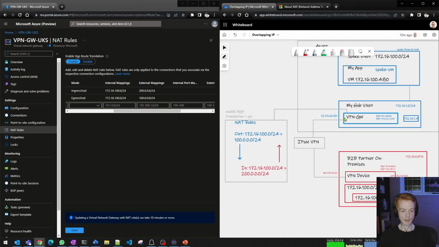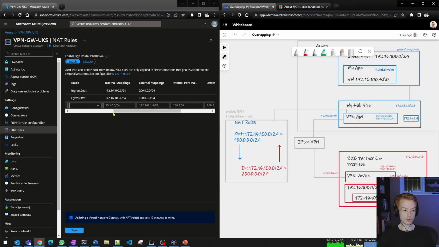So on my diagram, the logic looks like this now. When traffic leaves my VPN gateway, sourced from this subnet, 172.16.100.0/24, remap it to 100. So I would expect my on-prem site to see traffic and be able to reach my backend application on the 100 subnet. In the opposite direction, if my VPN gateway receives a packet from the on-premises network from that overlapping block, it's going to rewrite it to 200, which means that if my on-premises network was to initiate a connection into my application, I would expect to see it coming from this 200 block.